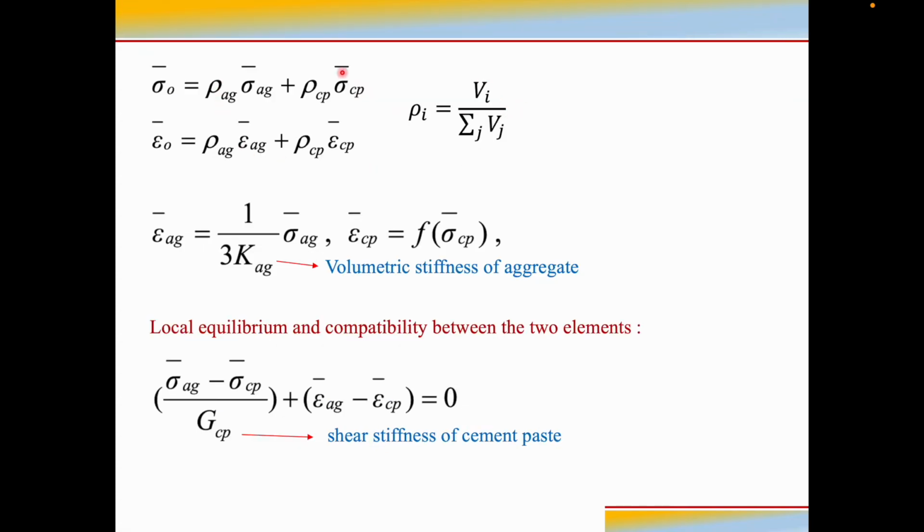Here are the equations I mentioned earlier. For aggregates, the relationship between stress and strain can be written like this, where Kag is the stiffness of the aggregate. But for cement paste, it's not that easy, because it is related to time, changing according to the hydration. So we will consider it from now. By the way, the local equilibrium and compatibility between the two elements, aggregate and cement, can be written like this.